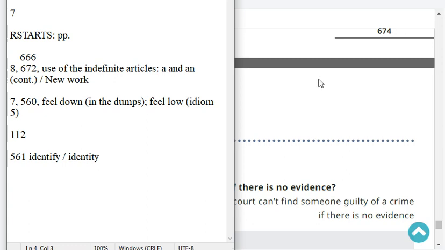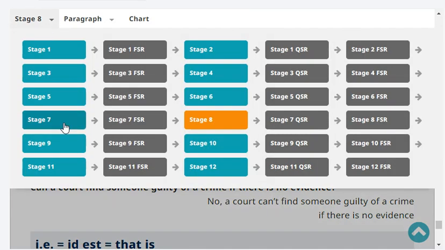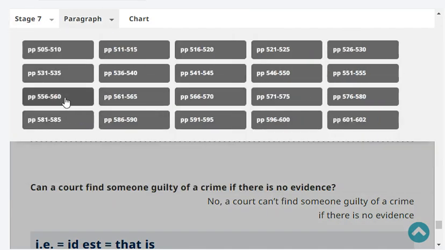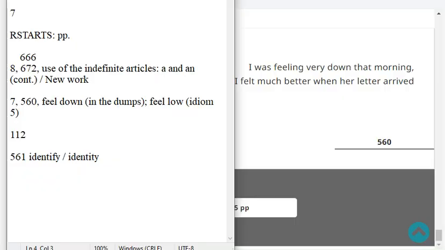Okay, so our reading is at stage 7, page 560. The last headword was filled down. Okay, please start at page 561. Identify.